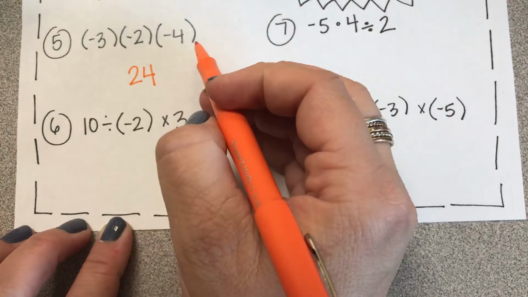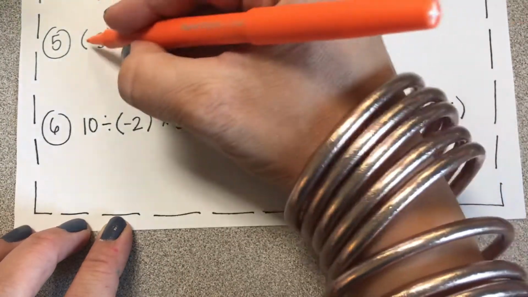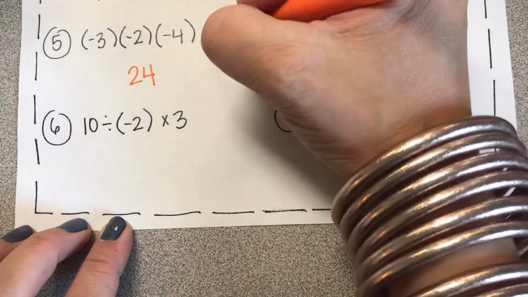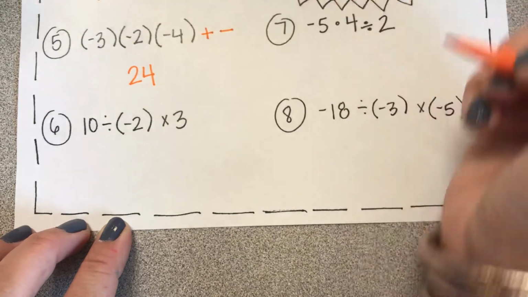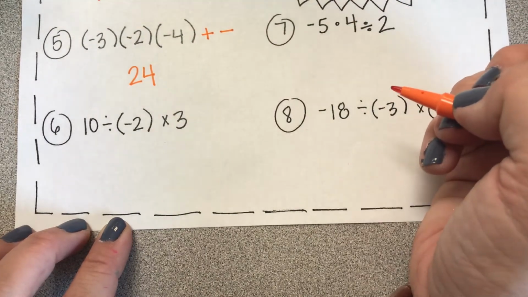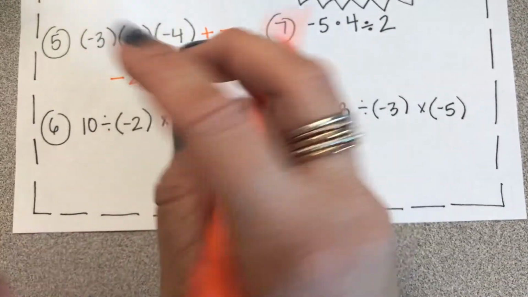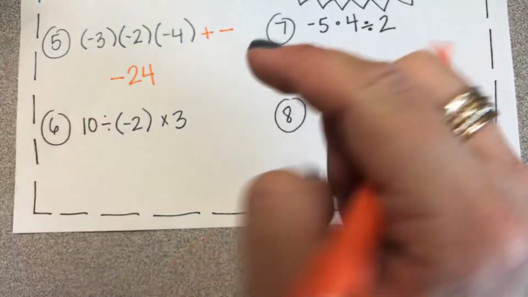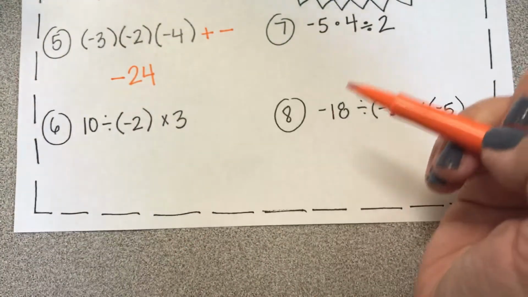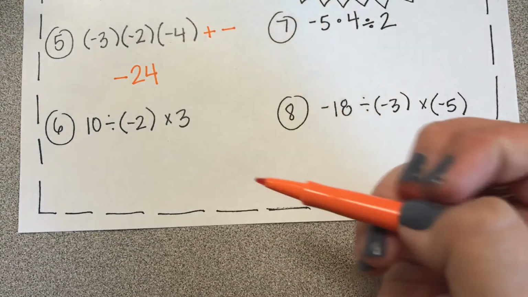So look at how many negatives I have. I have 1, 2, 3. So look what happens. 1, 2, 3. What's my symbol going to be, or my sign? Negative. These two make a positive, right? Two negatives make that positive. But then I still have a negative left over, so it's negative.